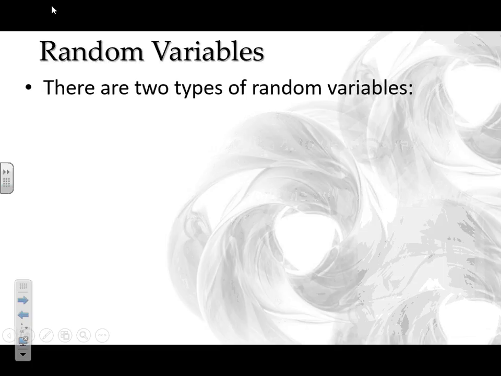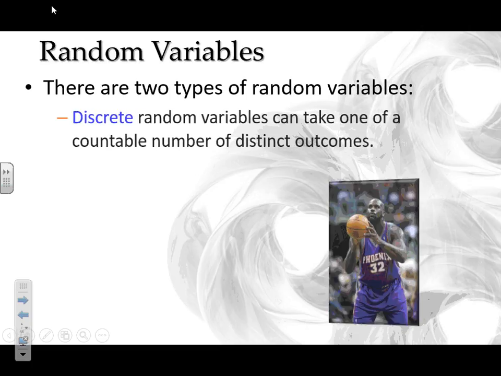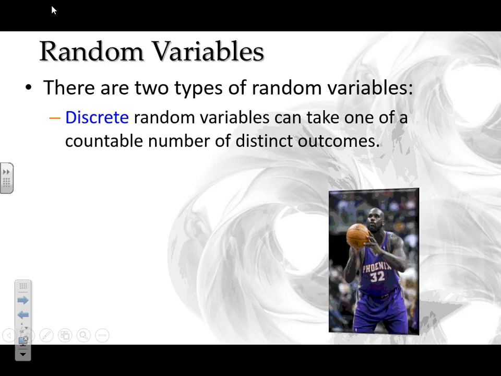Okay? So there are 2 types of random variables. The first type is called a discrete random variable. This goes along the lines of when we talked about discrete sample spaces and continuous sample spaces. Discrete means a variable that can take on one of a countable number of distinct outcomes.